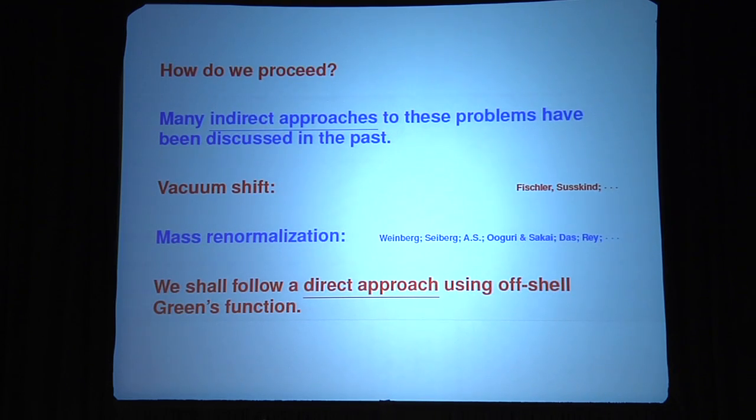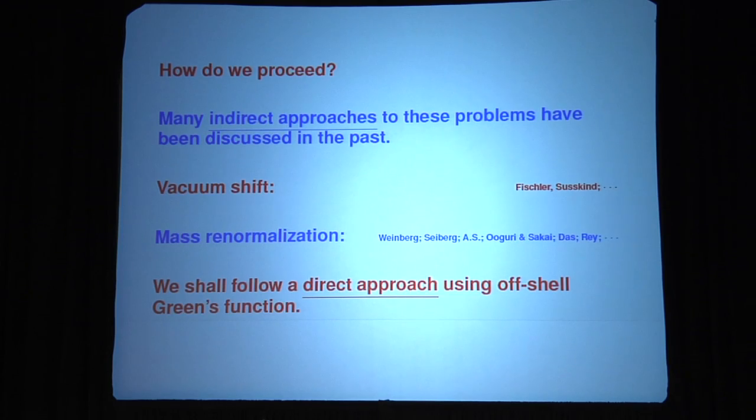So then we can ask, how do we proceed? Now, of course, there are many indirect approaches to these problems which have been suggested. Okay? For example, for the vacuum shift, starting with the work of Fischler and Susskind, there has been a lot of work. Similarly, there has been a lot of work for mass renormalization. But none of these indirect approaches really succeeded in giving a fully systematic procedure for dealing with these problems of vacuum shift and mass renormalization. So we will instead follow a more direct approach using off-shell Green's functions.